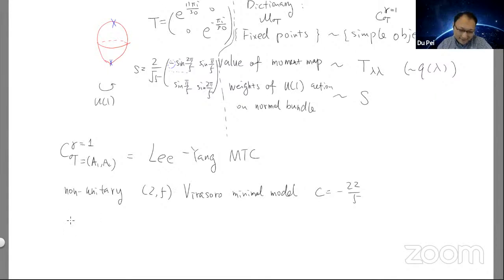How about other gamma? In this case, F equals 5. So gamma can be 1, 2, 3, or 4.